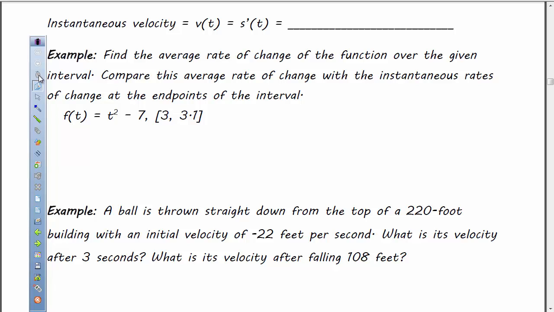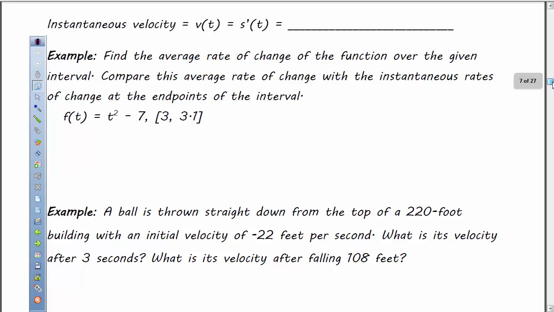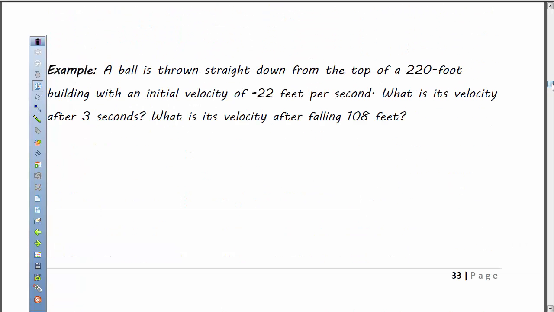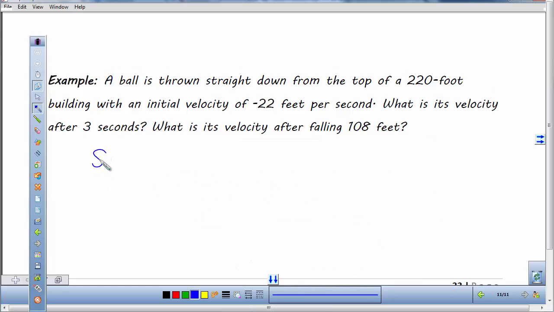Before we can talk about velocity, we need to know what the position function is. And we were just saying a little while ago, this is something you should probably commit to memory. Our position function, s, is equal to negative 16 t squared plus v naught t plus s naught. That's our general position function. Put a star next to it, highlight it, because you need to know that for the test.